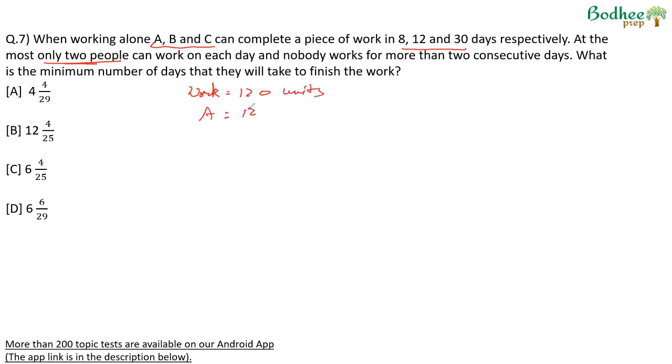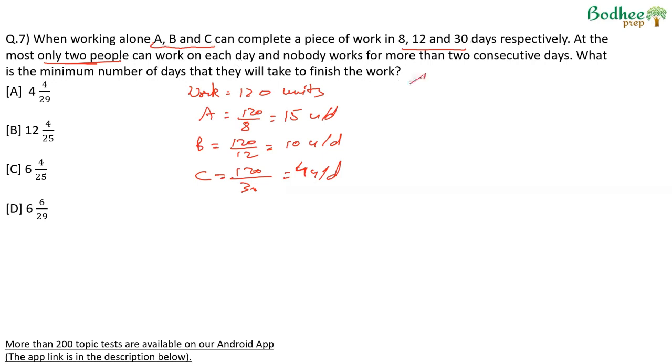Therefore, A does 120 by 8, 15 units per day. B does 120 by 12, 10 units per day. C does 120 by 30, 4 units per day. Only 2 people are supposed to work, and nobody works for more than 2 consecutive days.